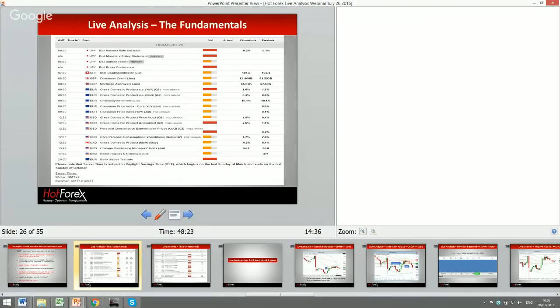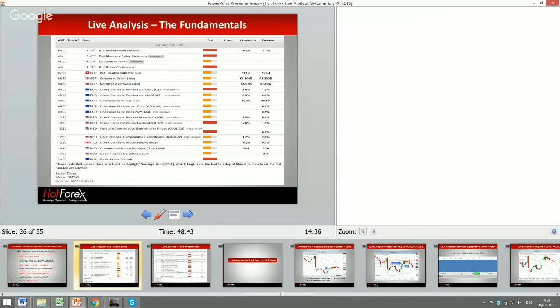So this is tomorrow. Bank of Japan overnight in the morning, our time here in Cyprus. These times are GMT here downside. Gross domestic product out of Europe is next. Then it's gross domestic product later on from the States. And then personal consumption is quite significant.